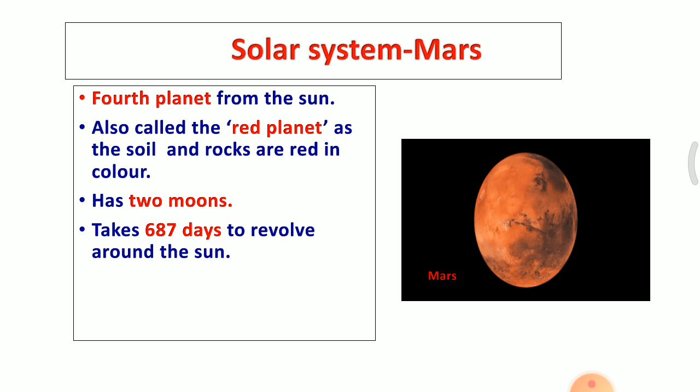So Mars is the fourth planet from the sun. It is a red planet because the soil and rocks present on Mars are red in color, so it looks red. It has two moons. It takes 687 days to revolve around the sun.